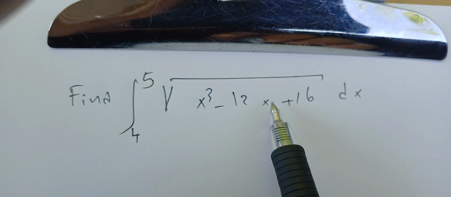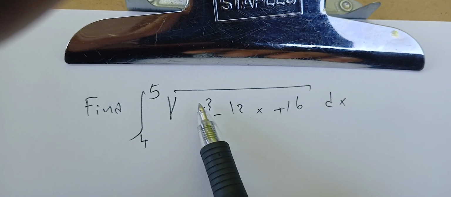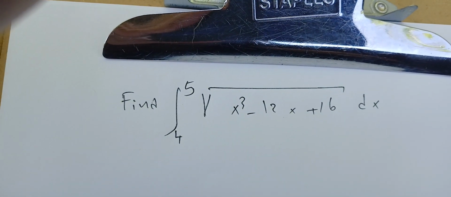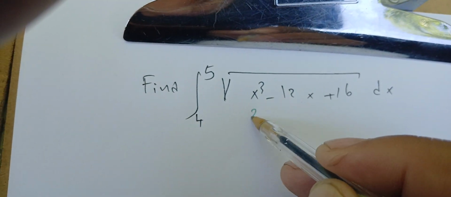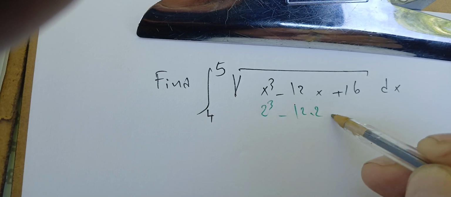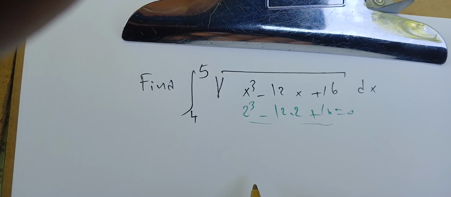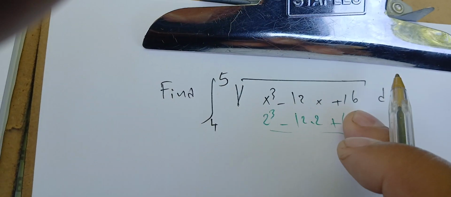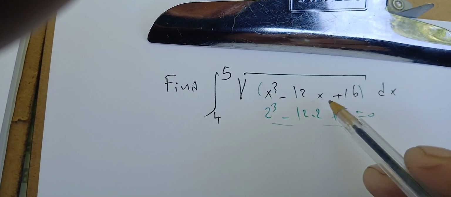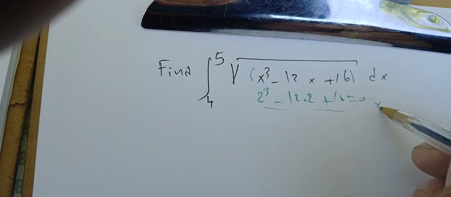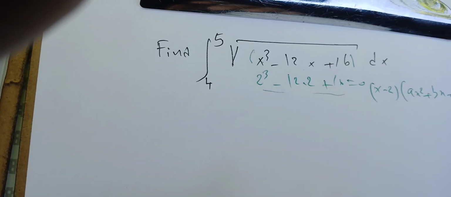One key idea is to see this is a polynomial of degree 3. We try to see if there is a solution, and I can see that there is one here. 2 cubed minus 12 times 2 plus 16 is giving me 0. That means 2 is a solution. So if 2 is a solution, I can factor the polynomial. I'm not worried about the square root now. I can factor it as x minus 2 times ax squared plus bx plus c.